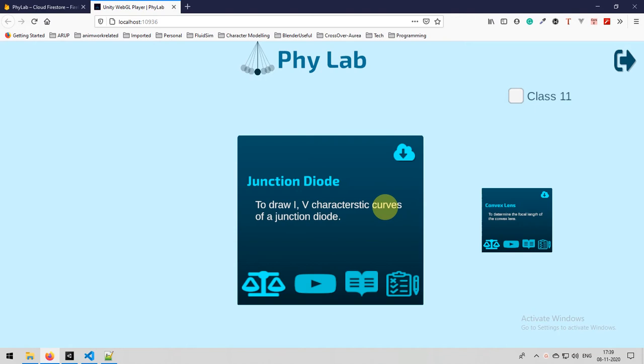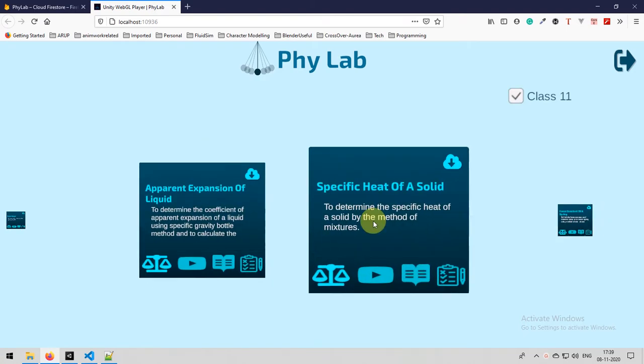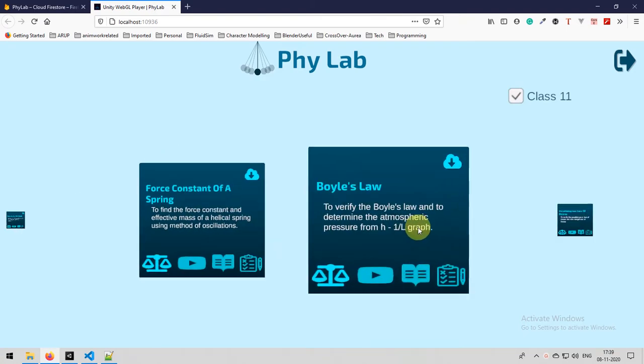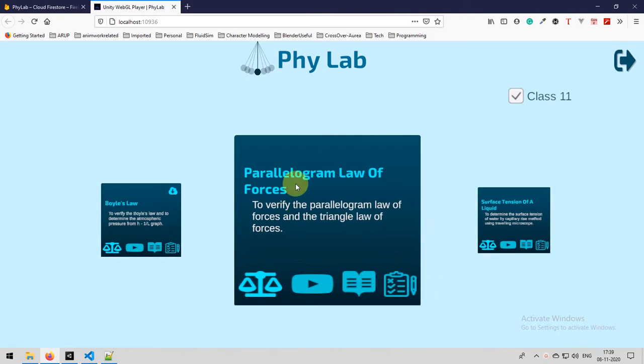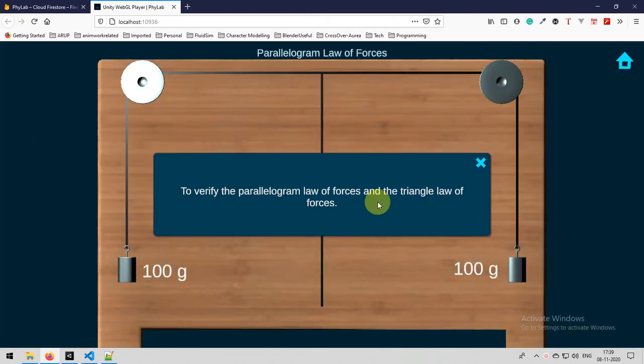In this tutorial, we will be learning how to perform the parallelogram law of forces, or concurrent law of forces, experiment by using our Pylab application. On the parallelogram law of forces card, select the simulator button and it will prompt us the simulator.